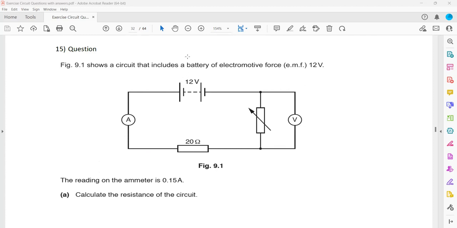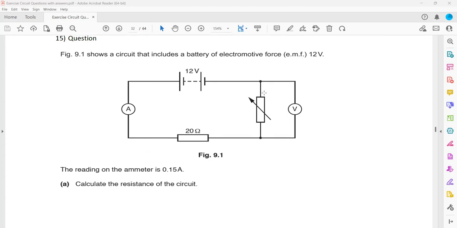Then question 15. Figure 9.1 shows a circuit which includes a battery with an EMF of 12, a 20 ohm fixed resistor, and a voltmeter. The reading of the ammeter is 0.15. Calculate the resistance of the circuit.